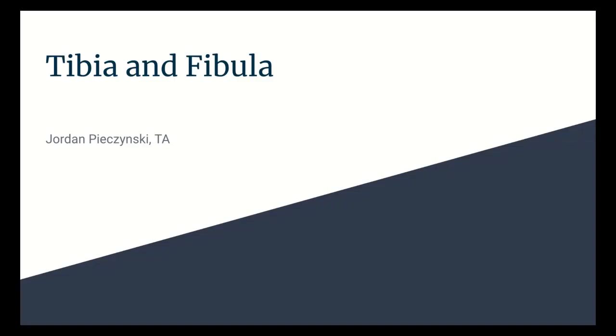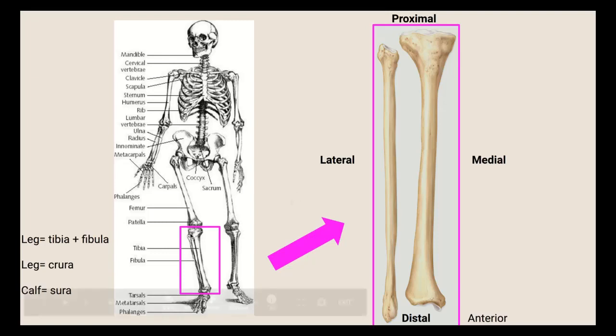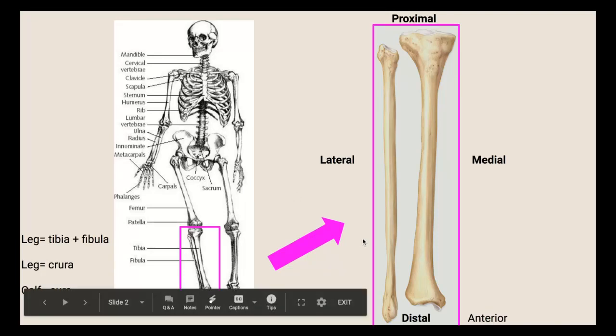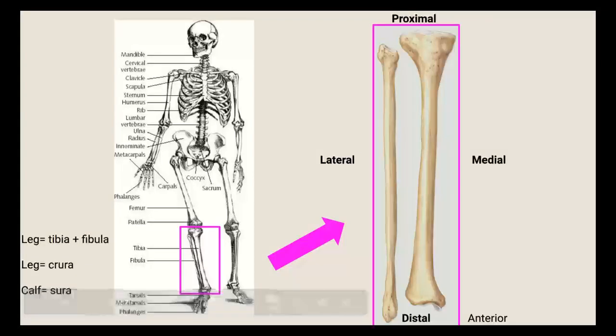So as you might remember from one of my first lectures here, the tibia and the fibula are actually making up the leg. Remember, the leg is the lower portion of the lower extremity, because up here where the femur is, that's the thigh. And then down here in the pink box is the leg. And the leg, as you might remember also, the anterior surface of it is referred to as the crura, and the calf area or the posterior region is referred to as the sura.